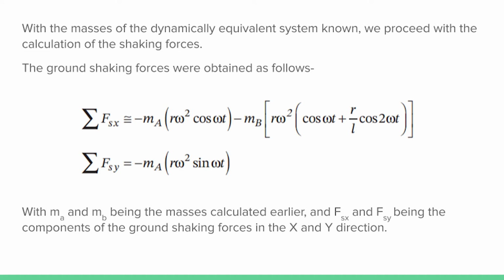Now, after finding the masses of dynamically equivalent system, we can proceed to the calculation of shaking forces. The ground shaking forces were obtained as follows, where MA and MB represent the masses calculated in the previous slide, and Fsx and Fsy are the components of the ground shaking forces in the x and y direction respectively.